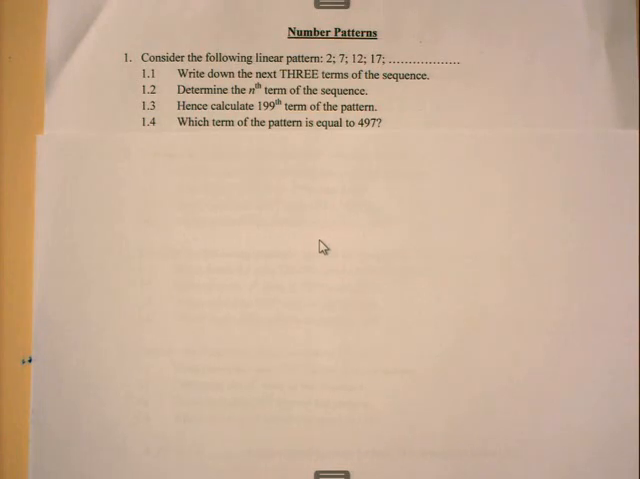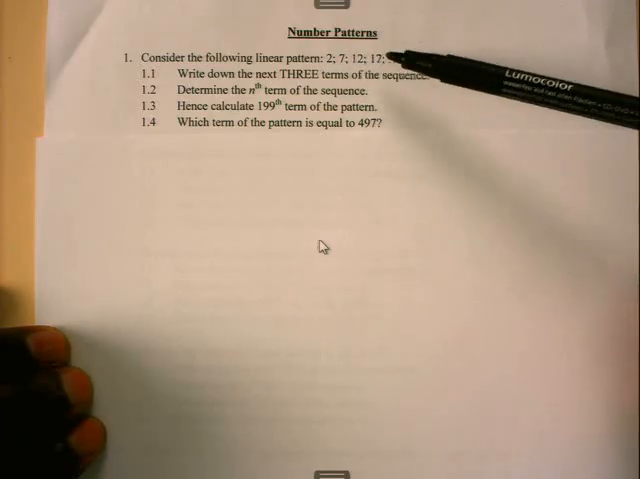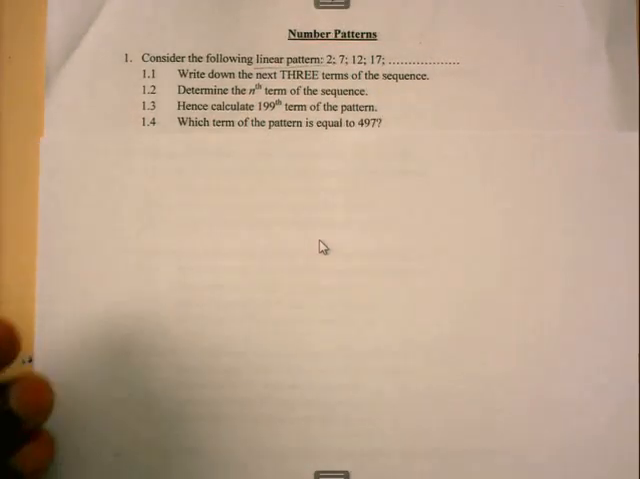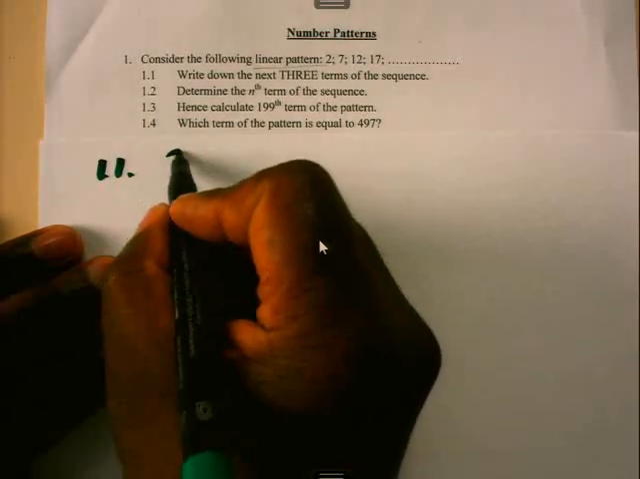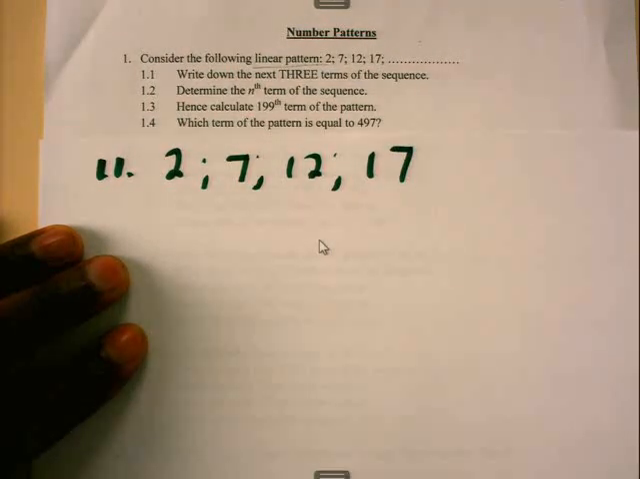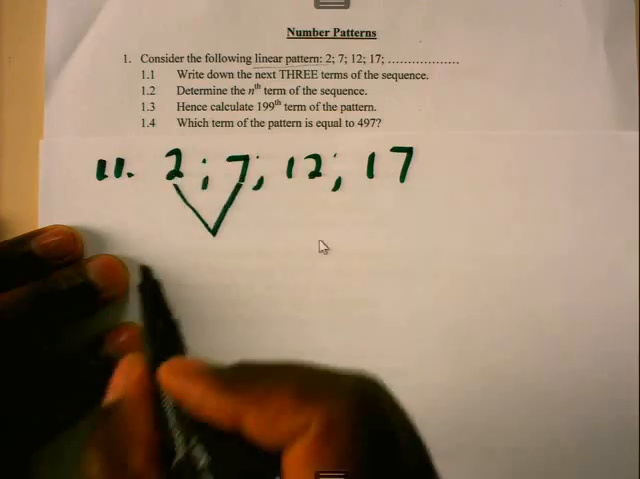Let's check the example that is projected on the screen. It is clearly stated that this is a linear number pattern. So we know for sure that once it is a linear number pattern, then the first difference must be common. Let's check. 1.1. We've got 2, 7, 12, and 17. It's a number pattern. Let's check the first difference. Difference between the first two terms: 7 minus 2 gives us 5.